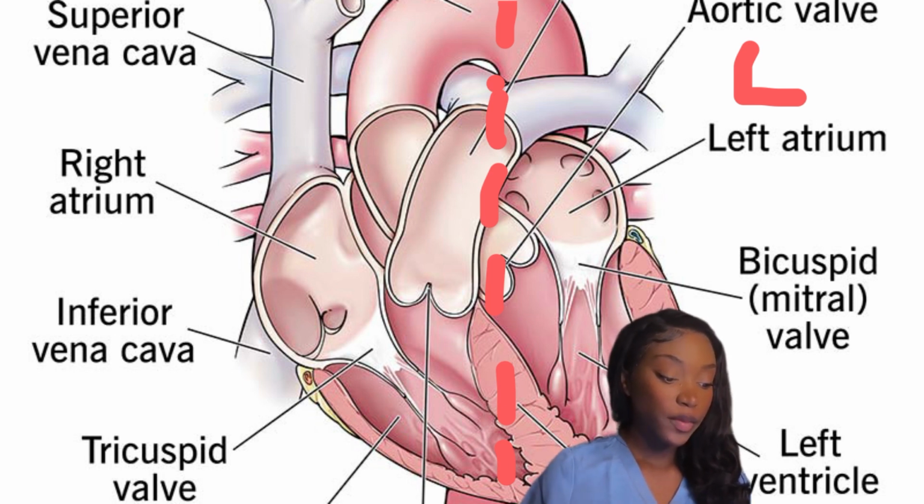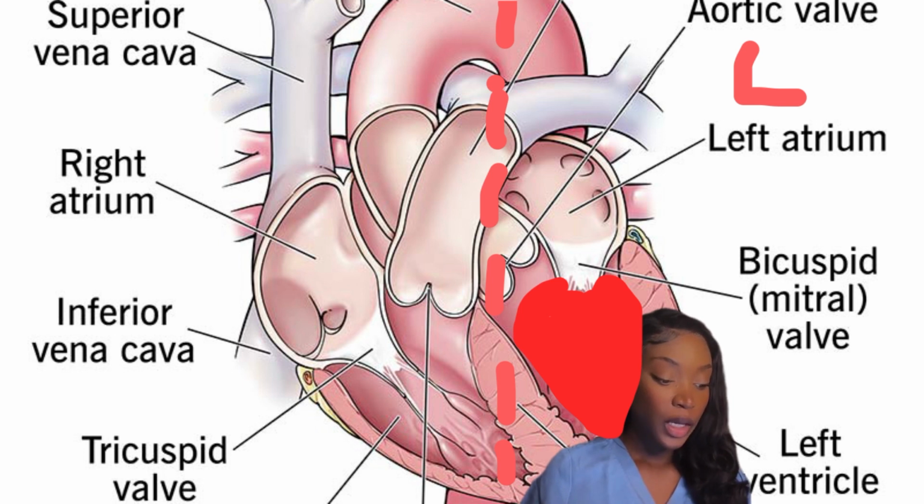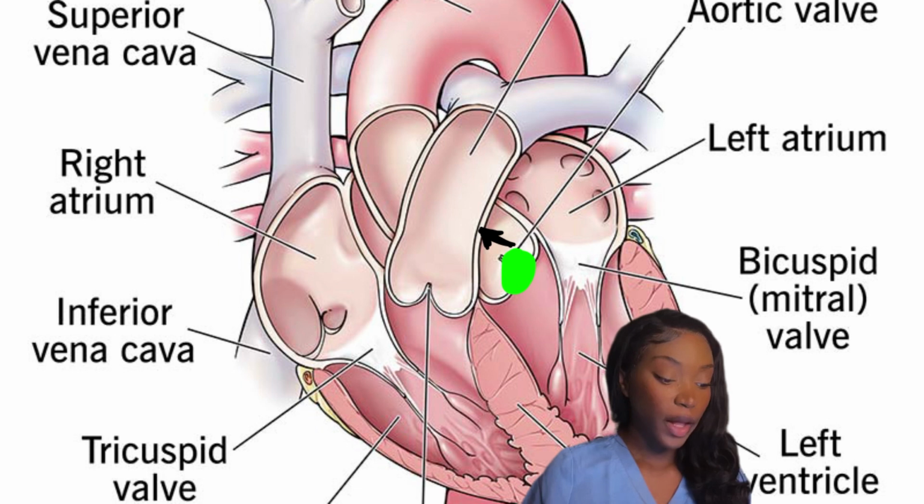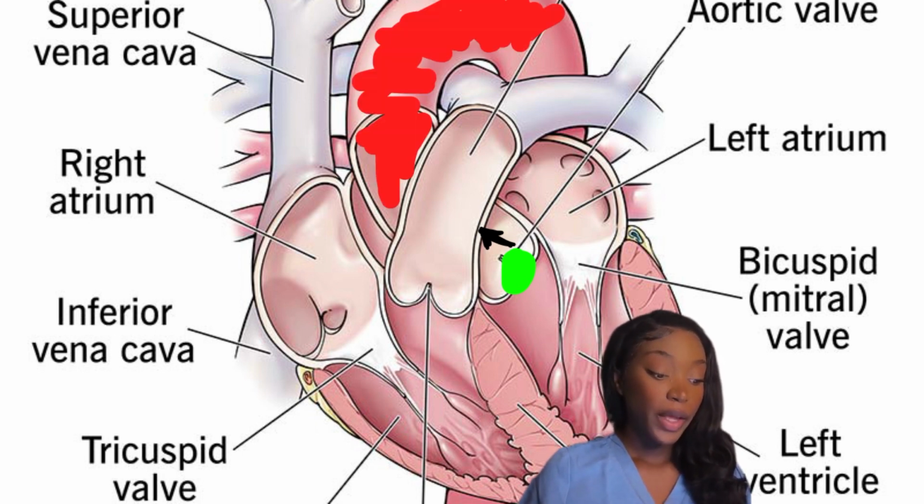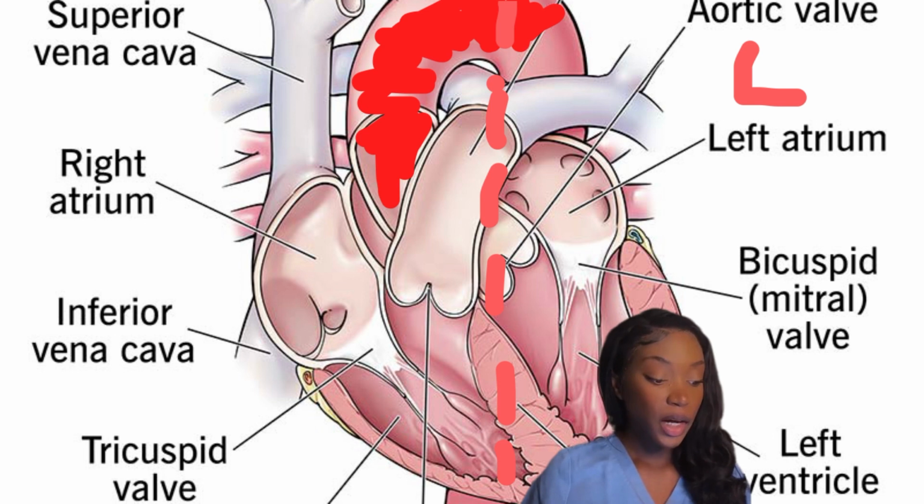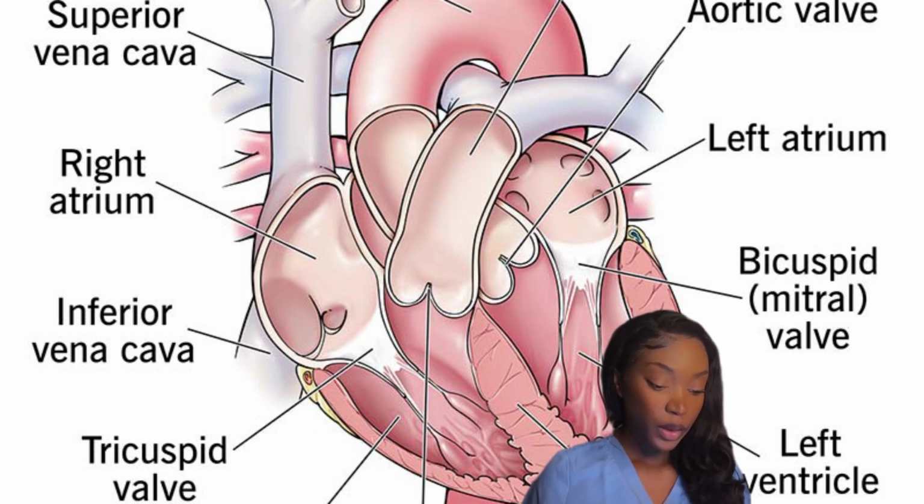And when the left ventricle is full, the mitral valve will close and the aortic valve will open. This will allow blood to go from the aortic valve to the aorta. And the aorta will send oxygen-rich blood to the rest of the body.